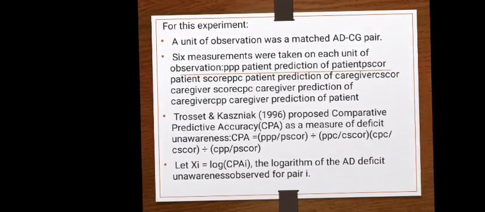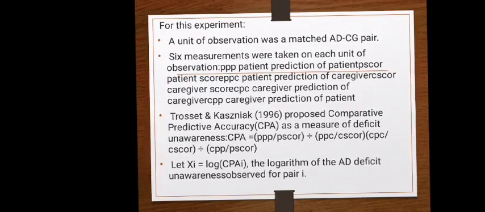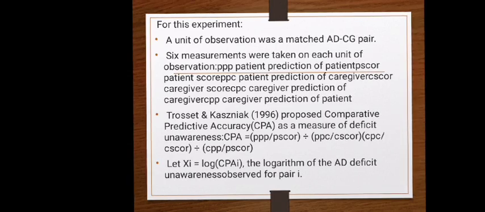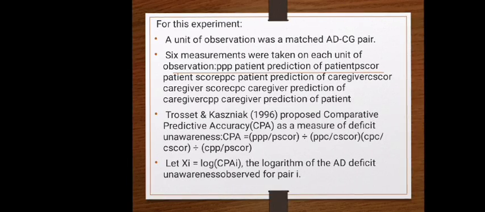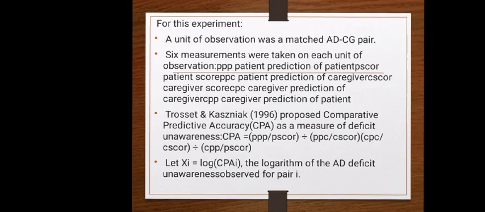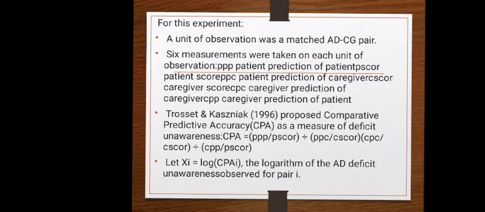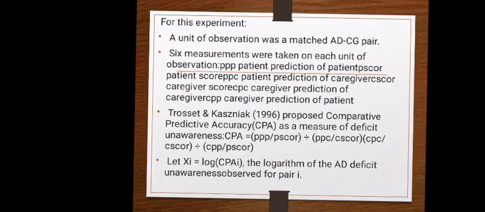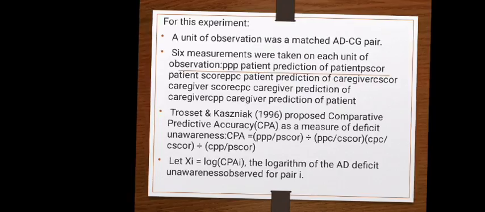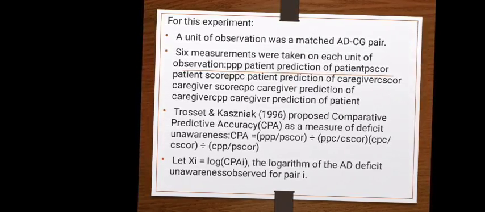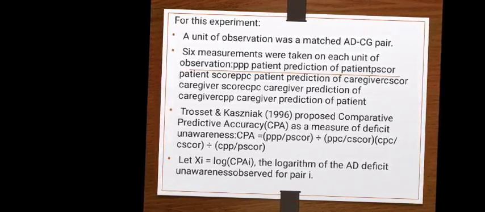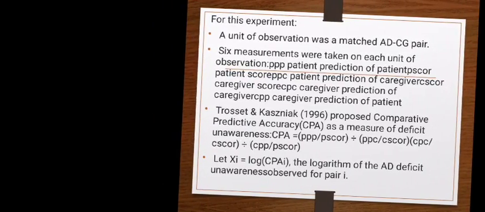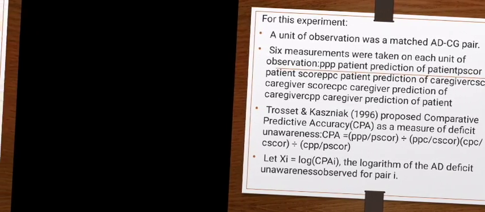PPP: patient prediction of patient's score, PS: patient score, PPC: patient prediction of caregiver score, PC: caregiver score, CPC: caregiver prediction of caregiver score, CPP: caregiver prediction of patient score. McGlynn and Kaszniak proposed comparative predictive accuracy, or CPA, as a measure of deficit awareness. Let Xi be the log CPA, the logarithm of the AD deficit unawareness observed for pair i.